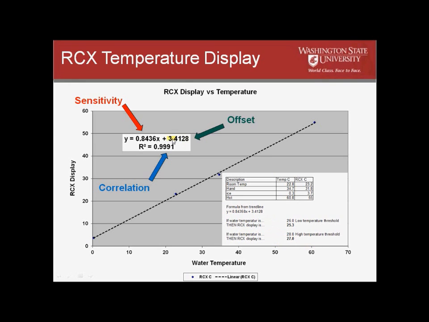It's fairly simple within the electronics to subtract the offset value and move the line down. And it's also fairly simple to multiply by a new constant value to change the slope, to return the slope and sensitivity to 1.